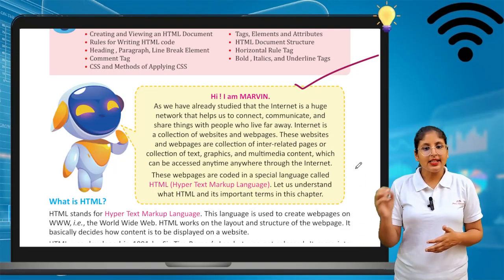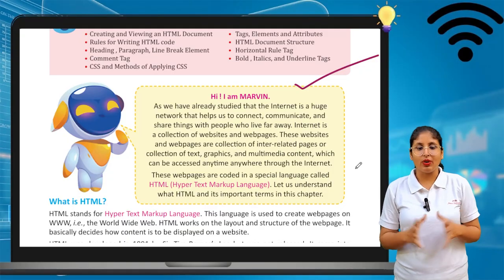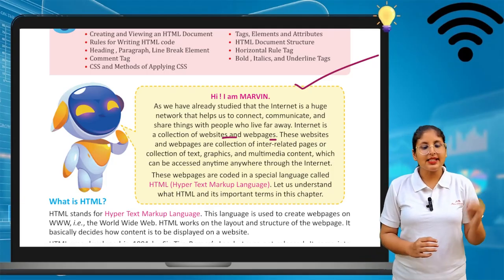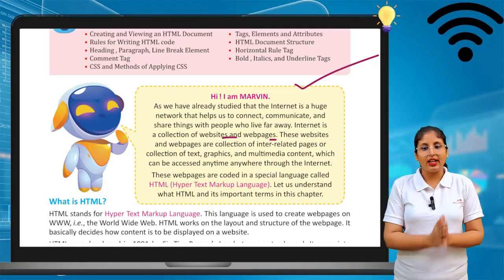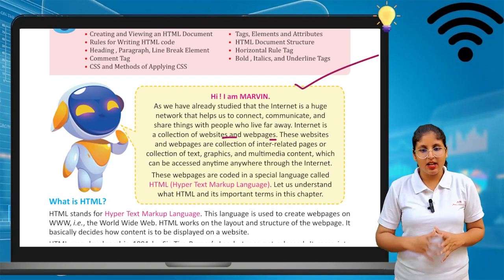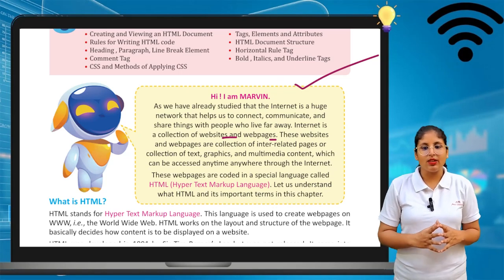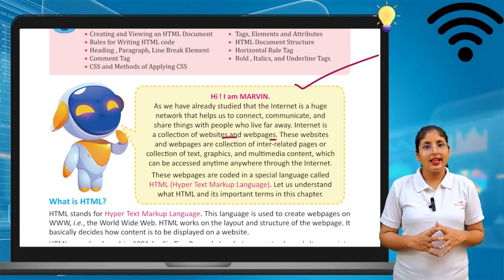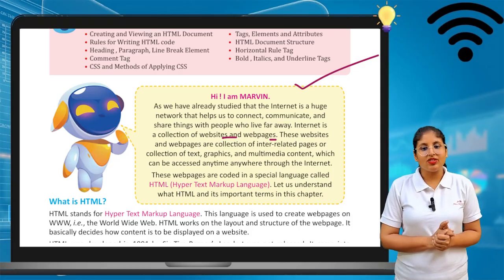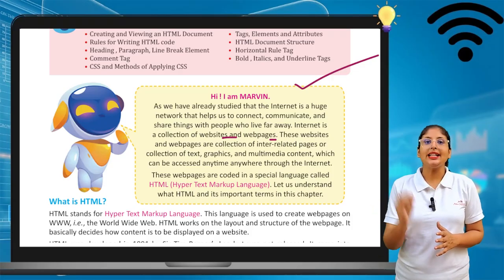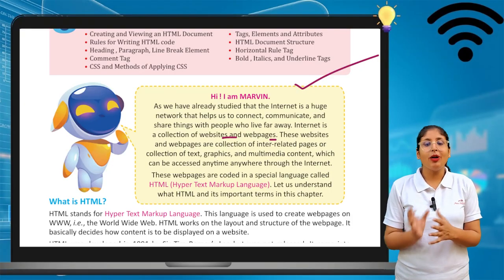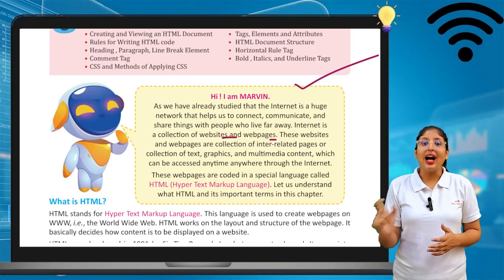So we can call the internet a collection of websites and web pages. These websites and web pages are collections of interrelated pages of text, graphics and multimedia content which can be accessed anytime, anywhere through the internet. So we can access the service anytime, anywhere. These web pages are coded in a special language called HTML, that is Hypertext Markup Language. The full form of HTML is Hypertext Markup Language.